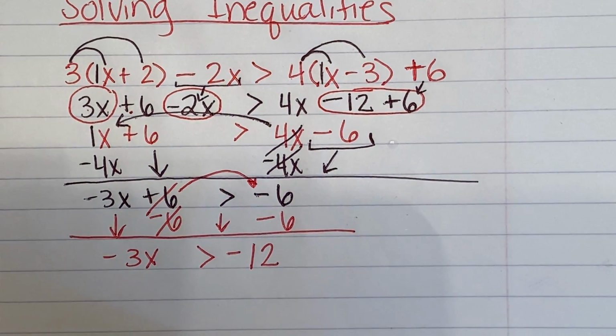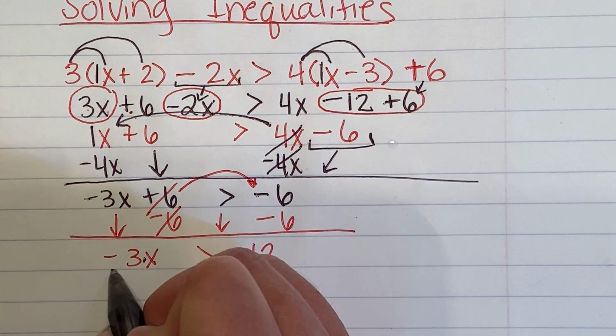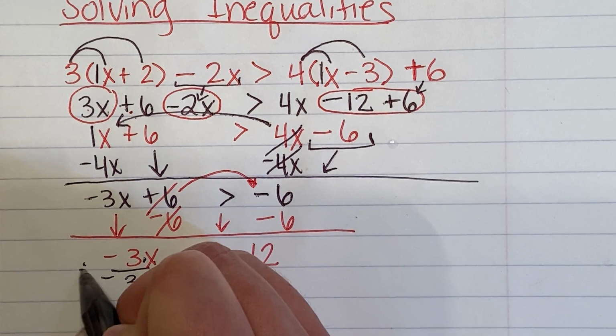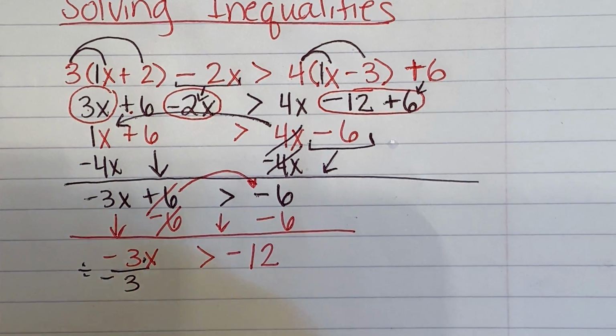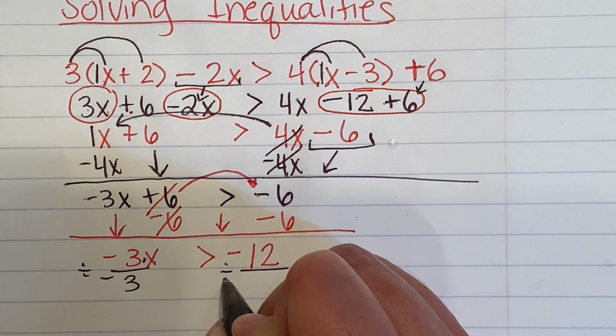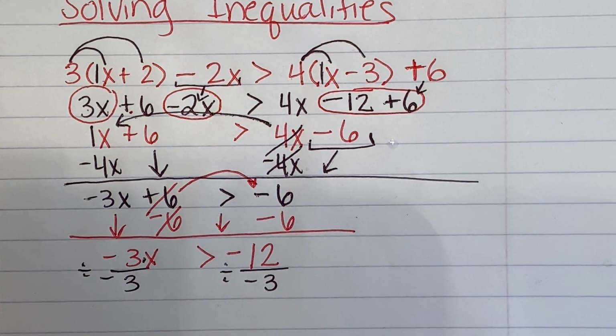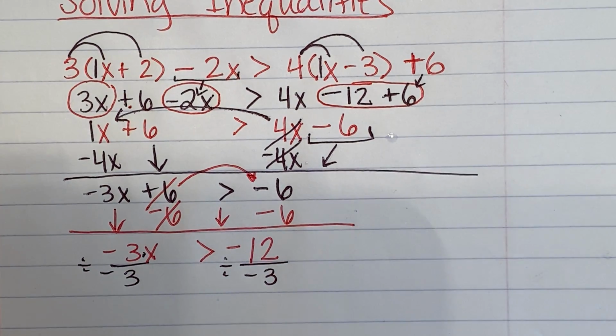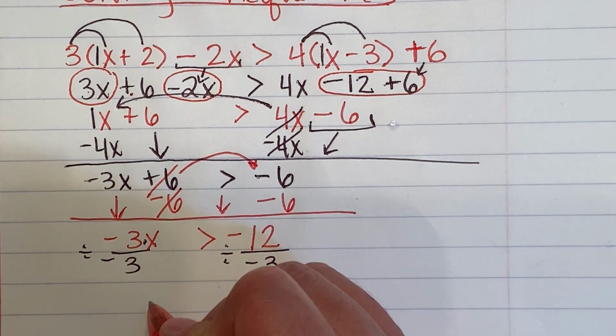Now I'm going to take this negative 3 in front of the x and divide by negative 3 because that's the opposite of multiplying negative 3 with x. Whatever I do to one side, I must do to the other. So divide by negative 3. Negative 3 divided by negative 3 is a positive 1x.